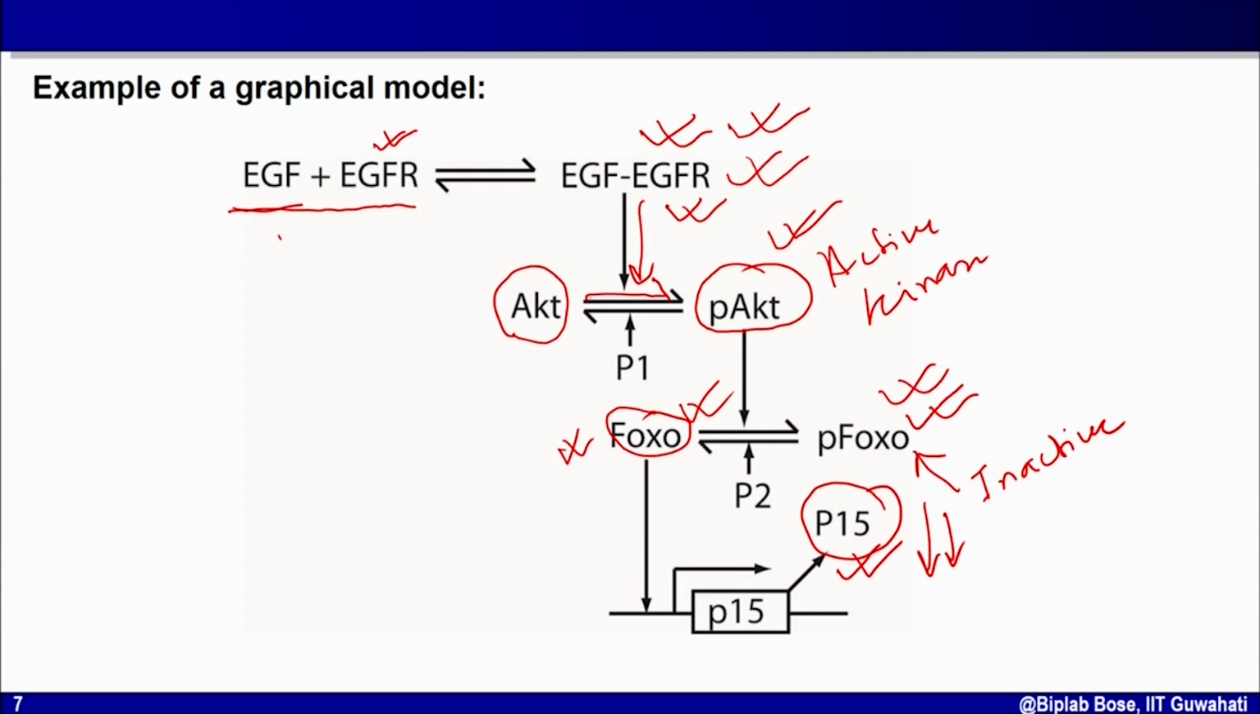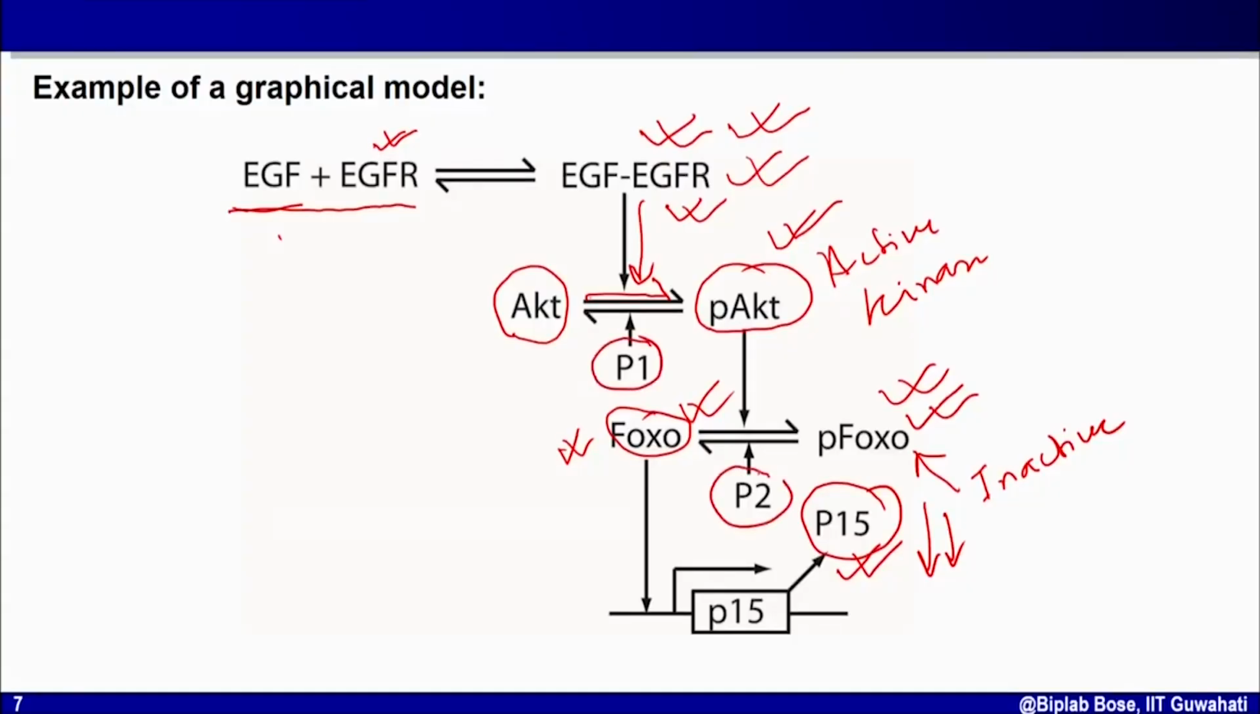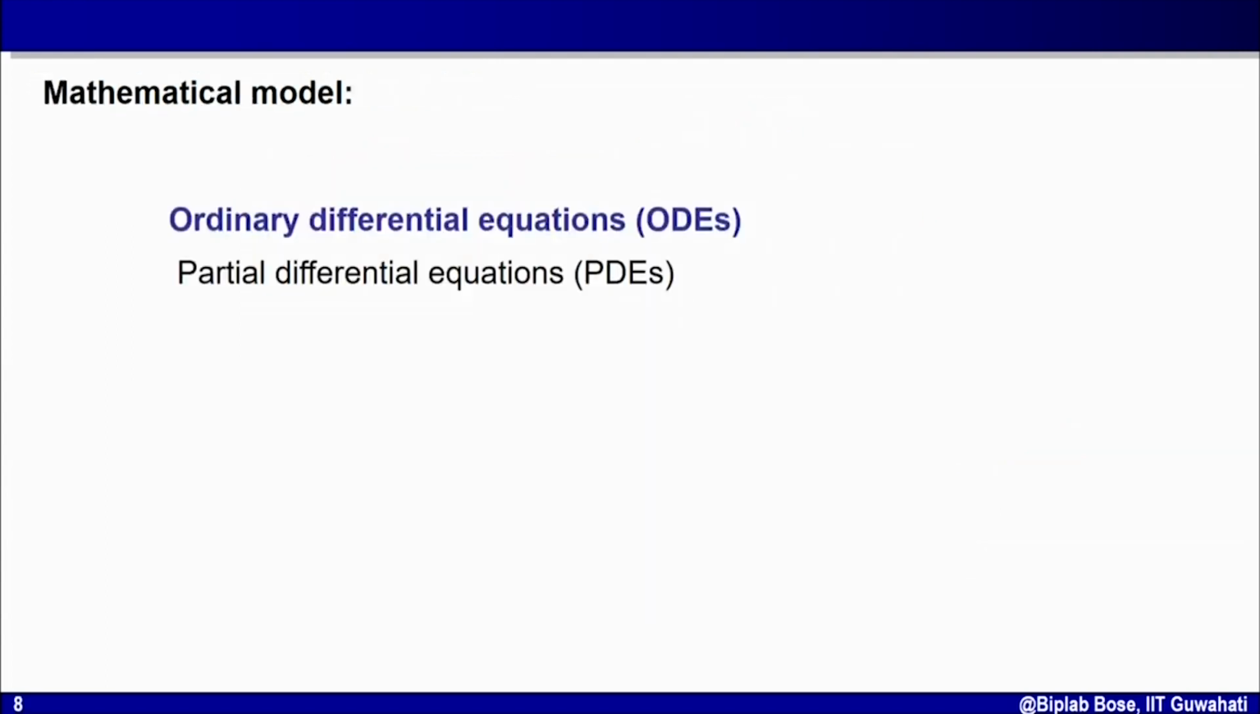So the whole process is represented by arrows and reversible arrows. Now once I have this graphical model, I will try to create mathematical equations to represent each of these processes. Just remember one issue here. This P1 and this P2 are phosphatases. P1 is controlling dephosphorylation of PAKT to AKT, whereas P2 is another phosphatase and it is controlling dephosphorylation of P-FOXO to FOXO. Once you have this graphical model, we will move into making the mathematical model.